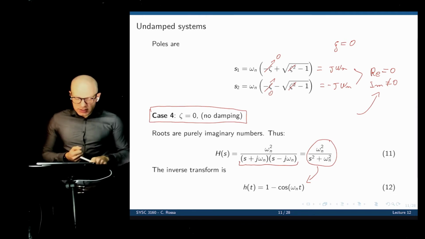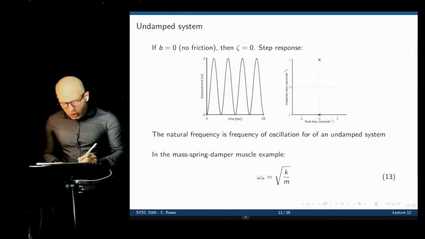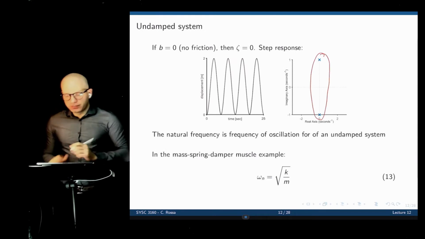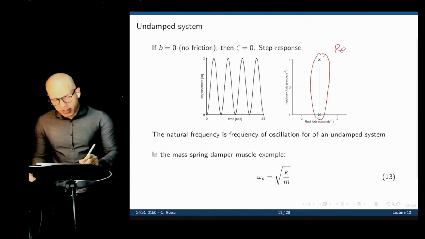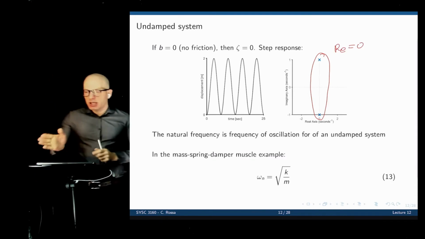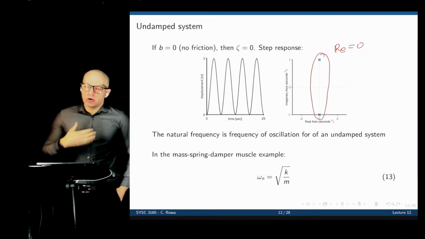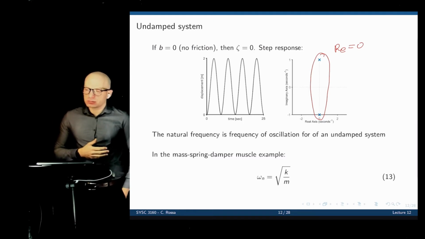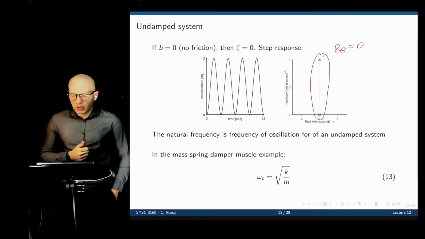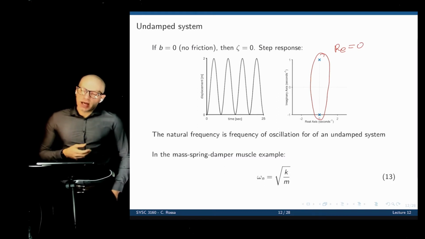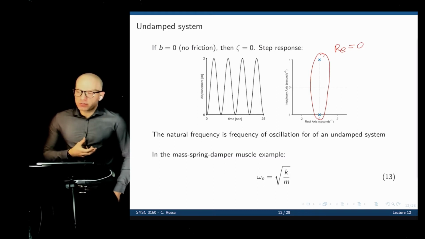Where are the poles exactly? Well, now they lie on the imaginary axis. They lie on the imaginary axis because their real part is 0. Look at the time response. The system always oscillates and never settles. It will oscillate at a very particular frequency.